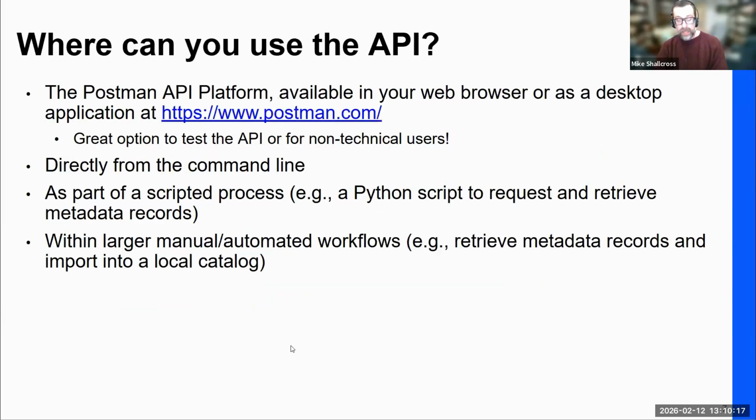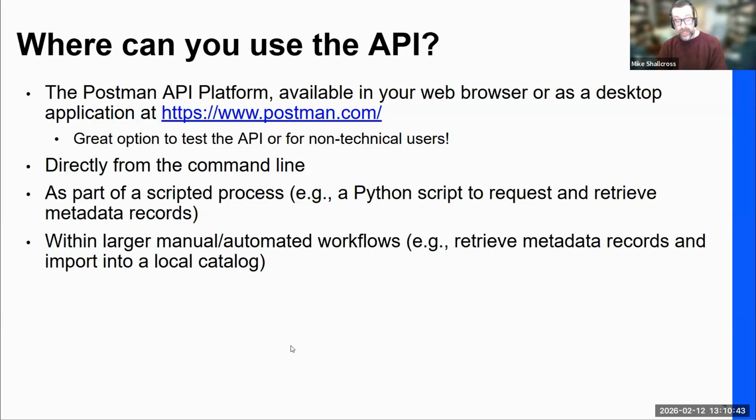Another point I want to note is that ICPSR's metadata export API can be used in a number of different environments. The easiest way to get started with it is to use the Postman API platform, which is available in your web browser or as a downloadable desktop application at www.postman.com. If you are a non-technical user or just want to quickly test different features, this is a great option.